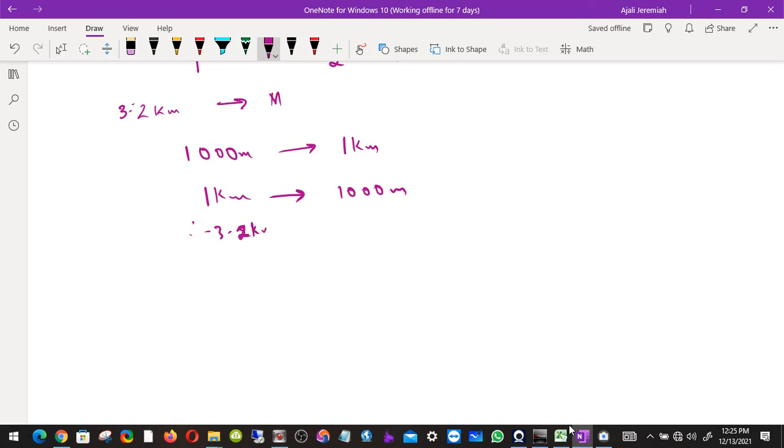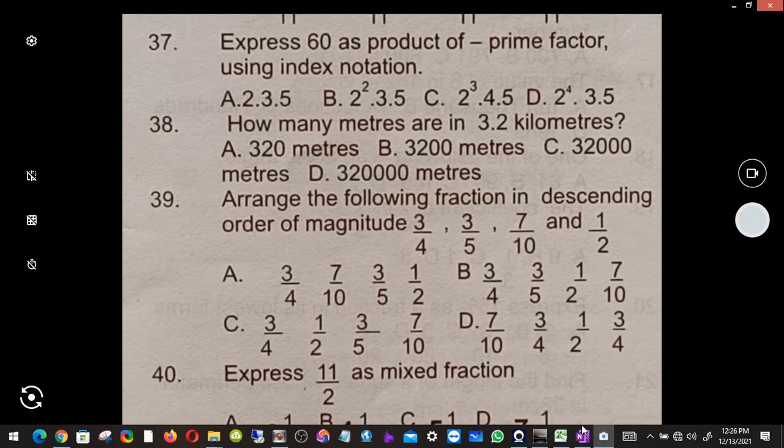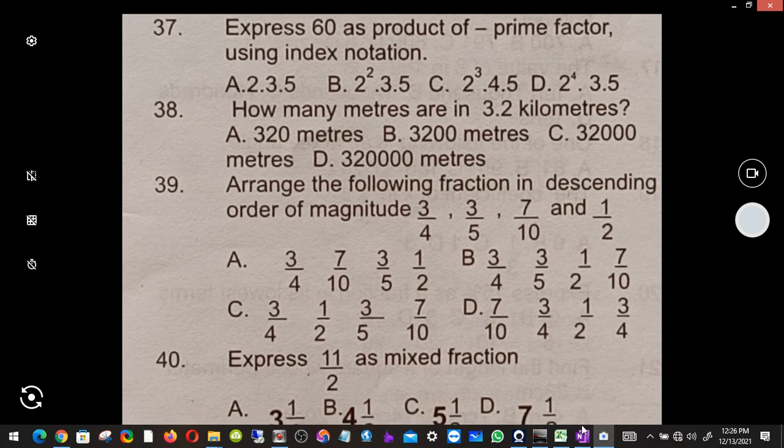You know why we arranged it this way now, so that kilometers can cancel under kilometers. 3.2 kilometers will now be this times this divided by this. So that is 1,000 times 3.2, which is 3,200 meters. Okay, so just multiply 3.2 with 1,000 and you have the answer there. Option one.